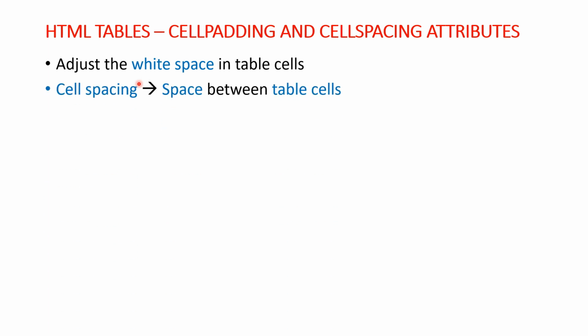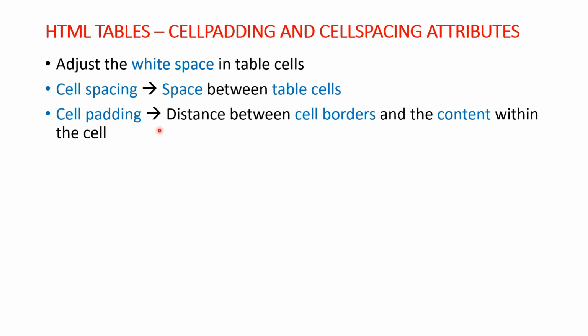Next, we will see about cell padding and cell spacing attributes. Both cell padding and cell spacing attributes are used to adjust the white space in the table cells. To adjust the space between the table cells, we are using cell spacing attribute. And to adjust the distance between the cell borders and the content, we can use the cell padding attribute.